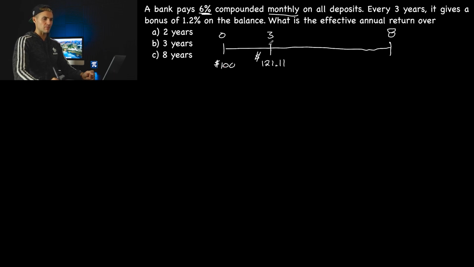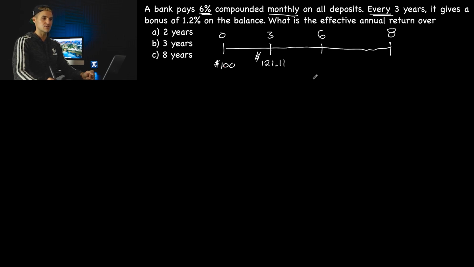Now, we can't just go from time 3 directly to time 8, future value it at this 6%, because remember, it's every 3 years. There's a bonus of 1.2% given on whatever the balance is at that time. So the first bonus was given at the 3-year mark, while the second bonus, it's every 3 years, is going to be given at the 6-year mark, right?